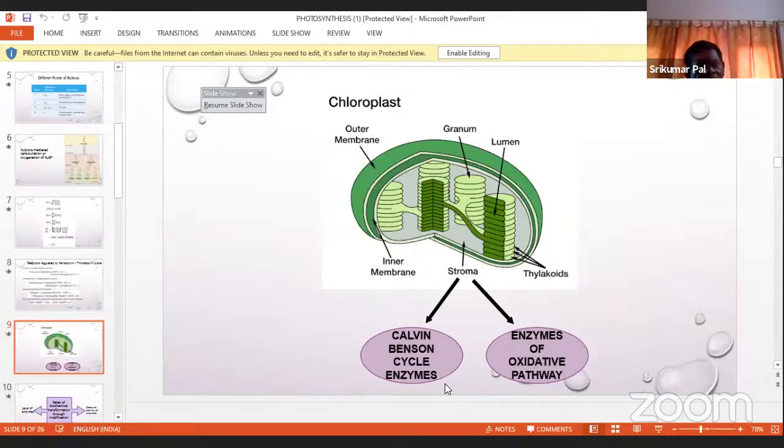So in order to prevent futile cycling and ensure optimal activity, it is essential for the synthetic apparatus to be on and the degradative apparatus to be off in the light. If in the light the synthetic apparatus is on, certainly the degradative apparatus must be off.